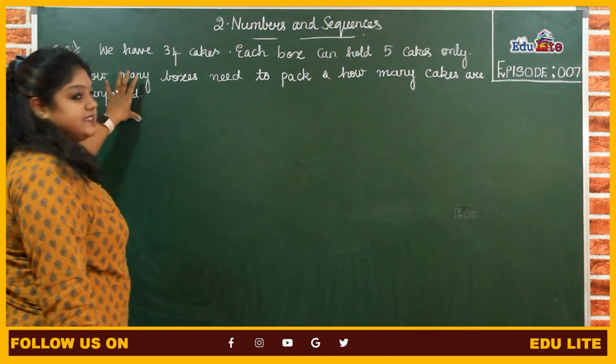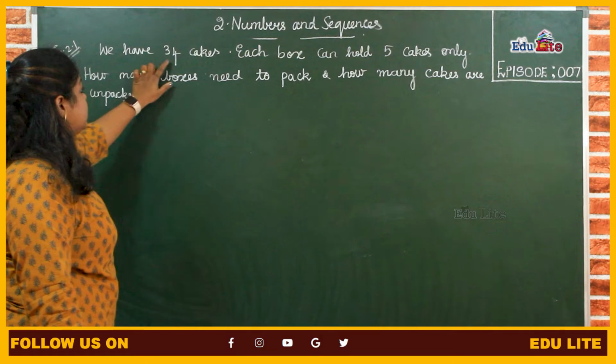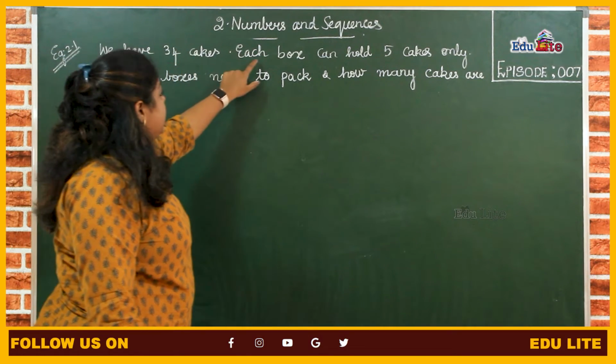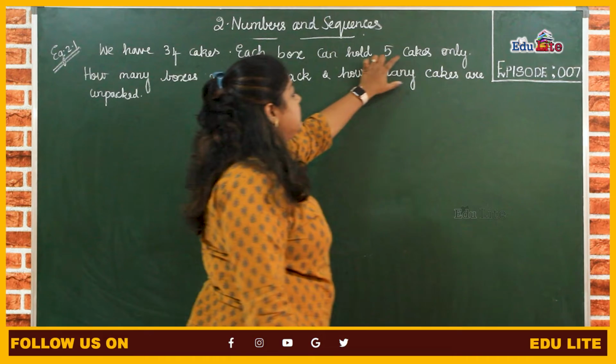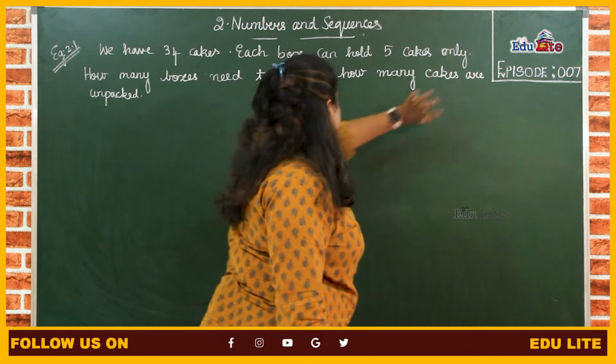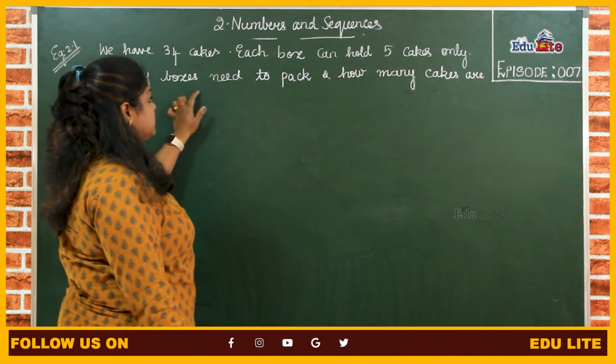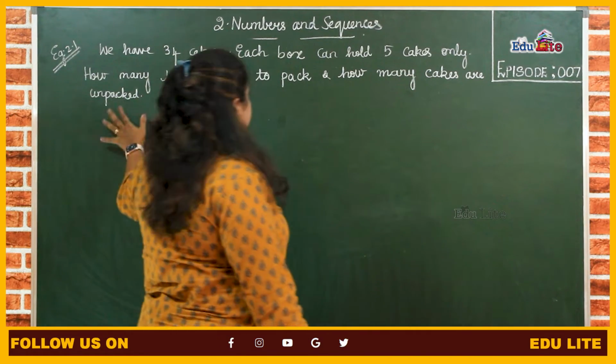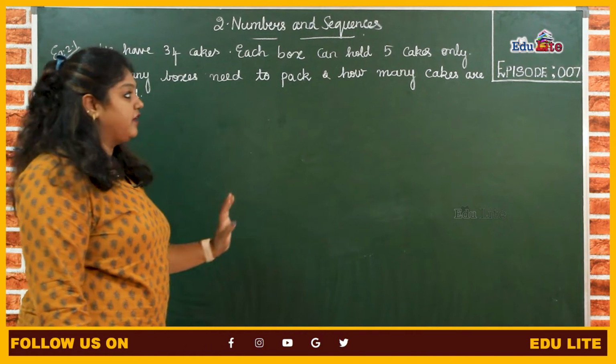So first is example 2.1. We have 34 cakes. So in total we have 34 cakes. Each box can hold 5 cakes. How many boxes need to be packed and how many cakes are left unpacked? We need to find this.